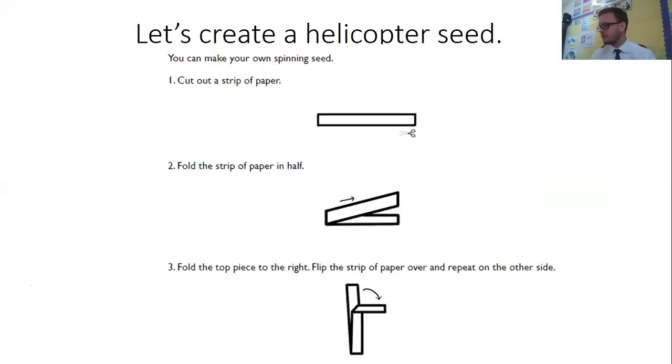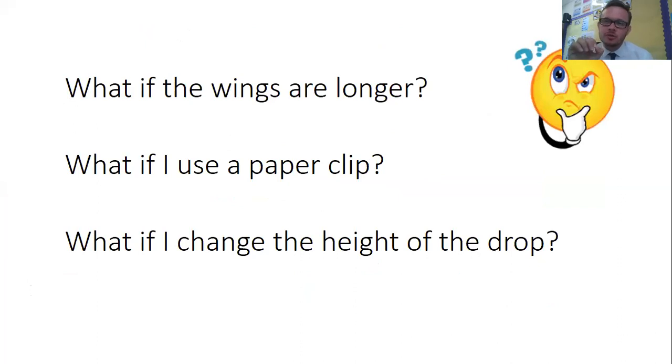Okay, so hopefully you've made one of your own. You may have even made more than one of your own, which is exactly what I would want you to do, because this now is the investigation part. I want you to ask a question of your seed helicopter. What if I made the wings longer so they spread out more? What if I used a paper clip at the bottom? What if I didn't use a paper clip at the bottom? What if I changed the height that I drop it from?